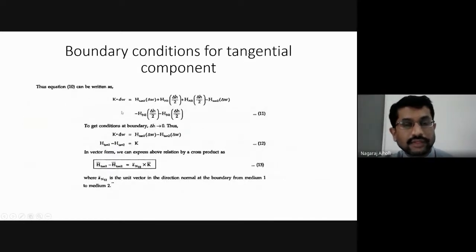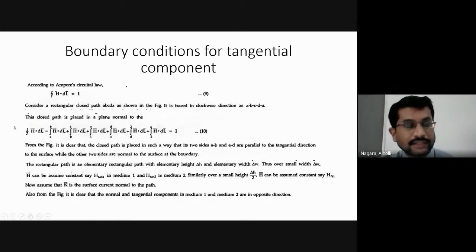That is, equation 10 will be modified. If we look at Ampere's circuital law, the magnetic field intensity H bar is directly proportional to the current I. Therefore, if I take the product of the current and the width, I also have to multiply the magnetic field intensity with a certain length or width.